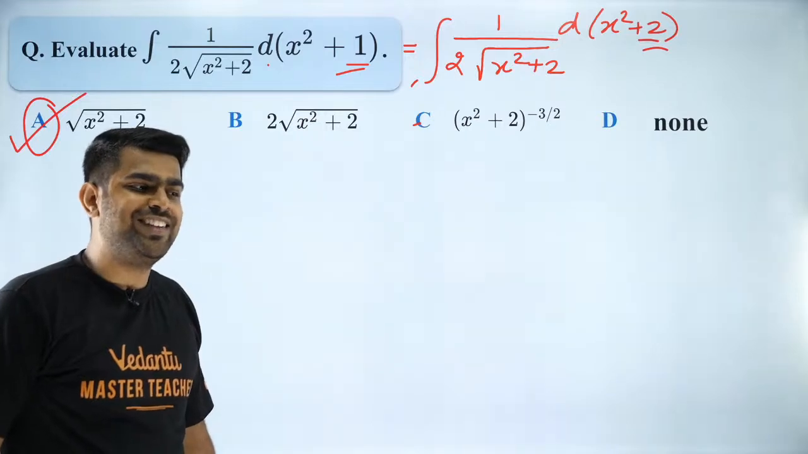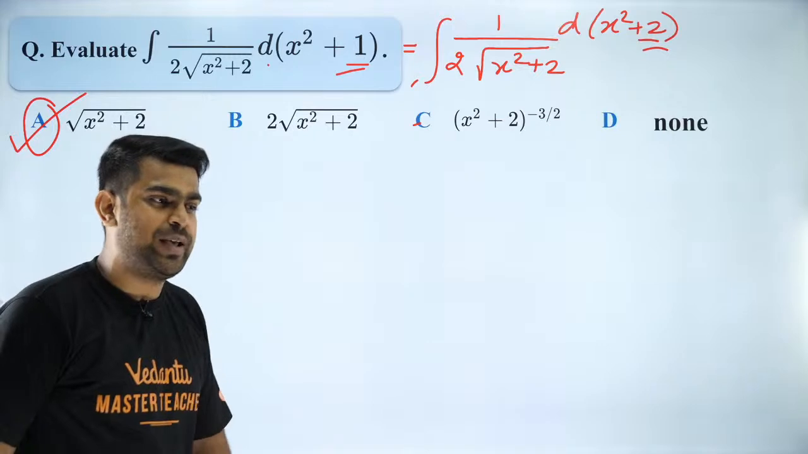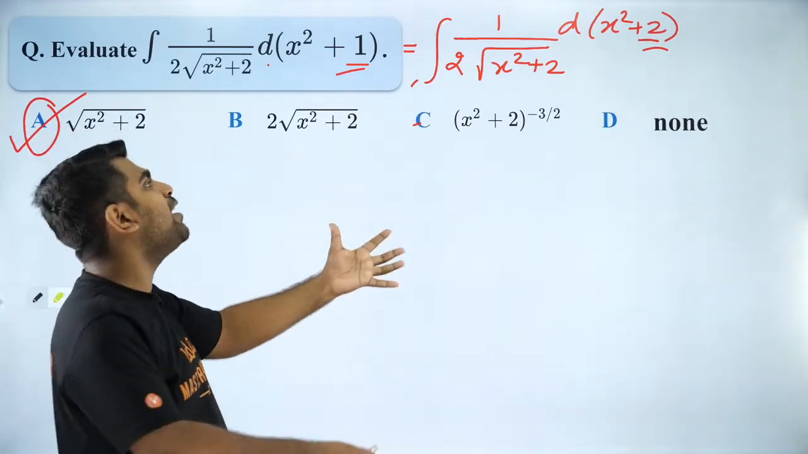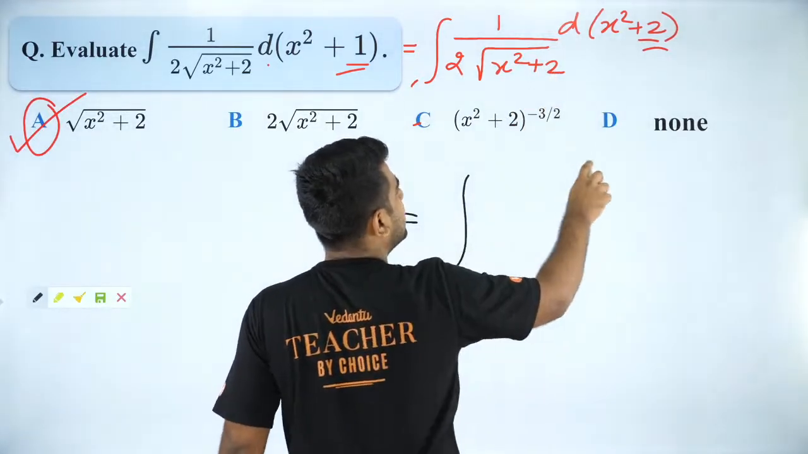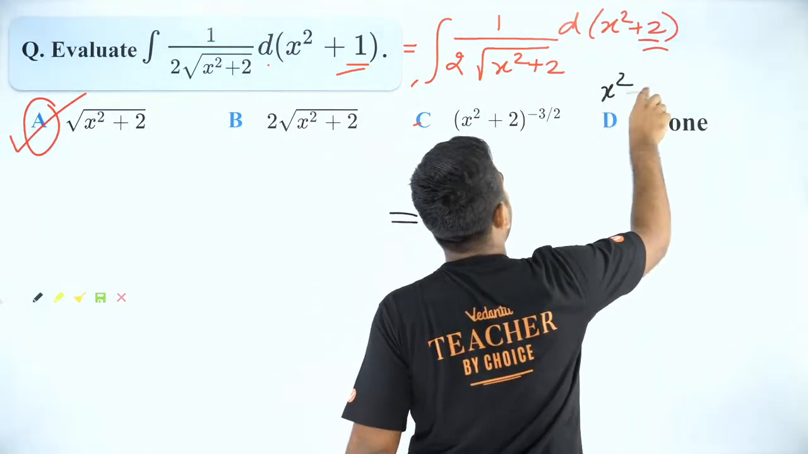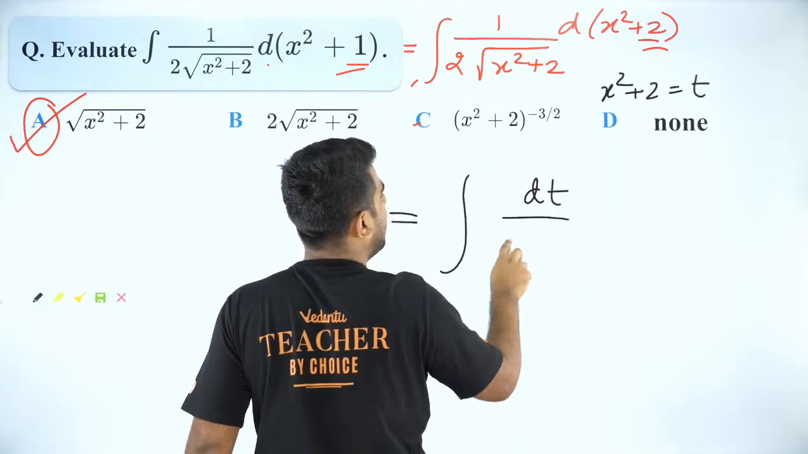Was it brilliant? Did you guys like that step? Because that makes your life much easier. Isn't it, Anisha? Are you able to get that? Because I can take now x square plus 2 as t. So if I do that, I will get dt by 2 root t.